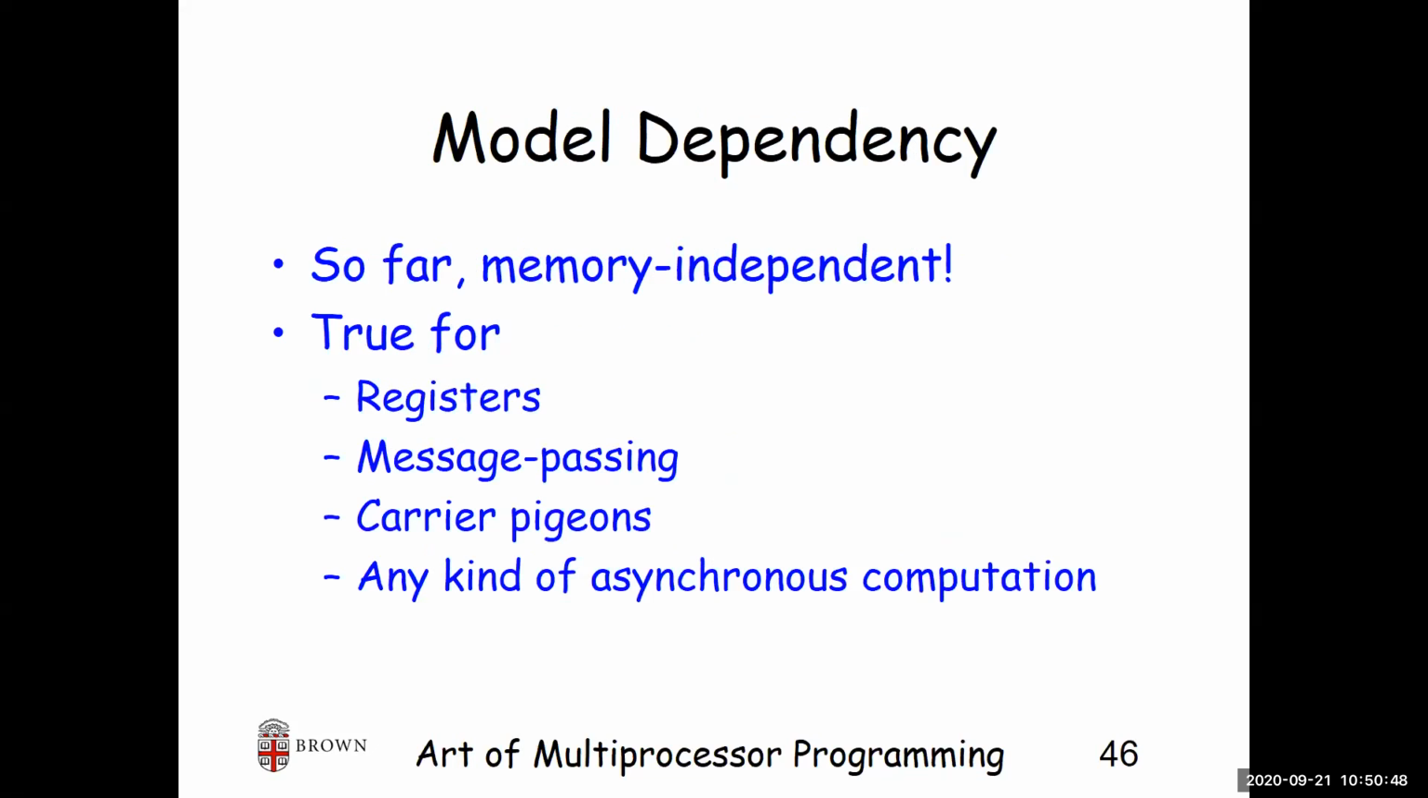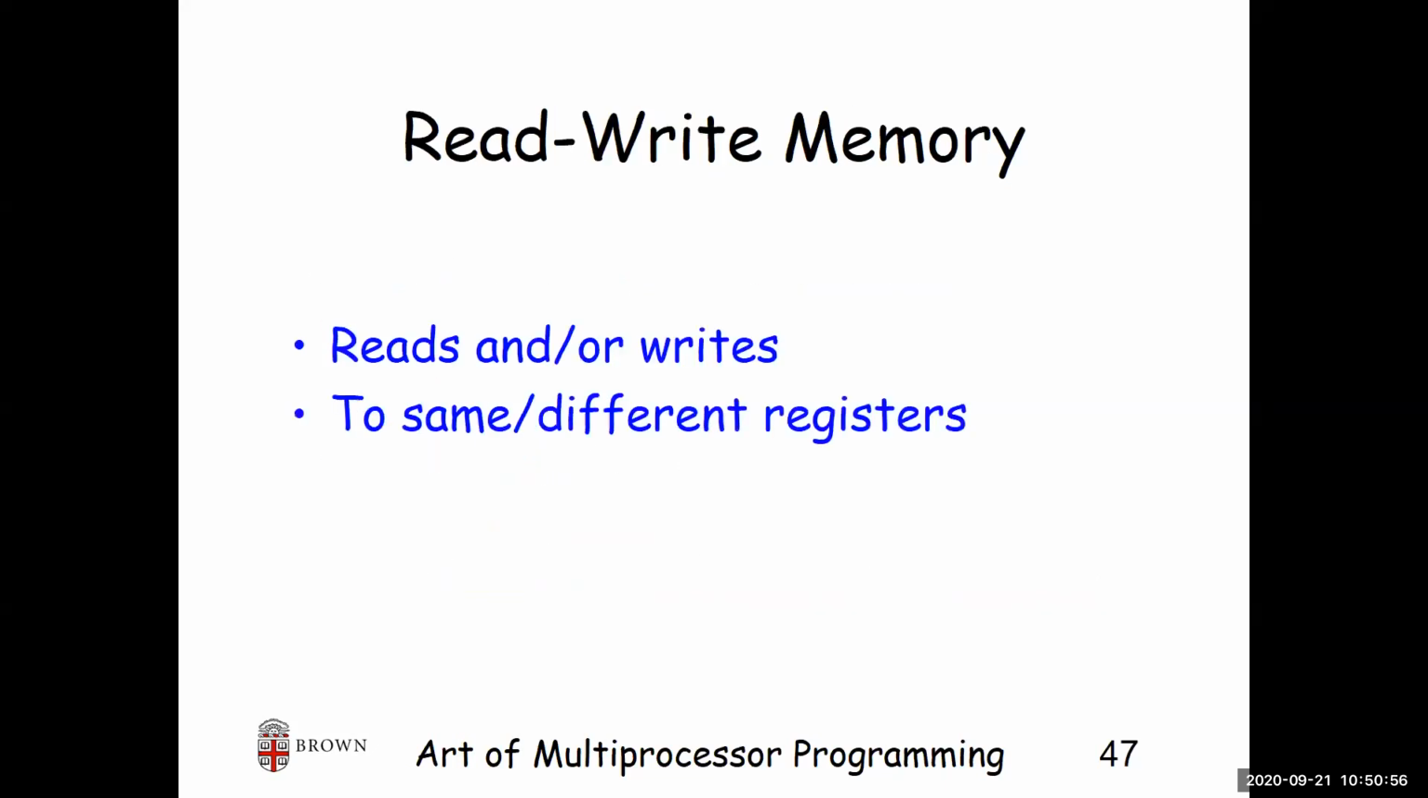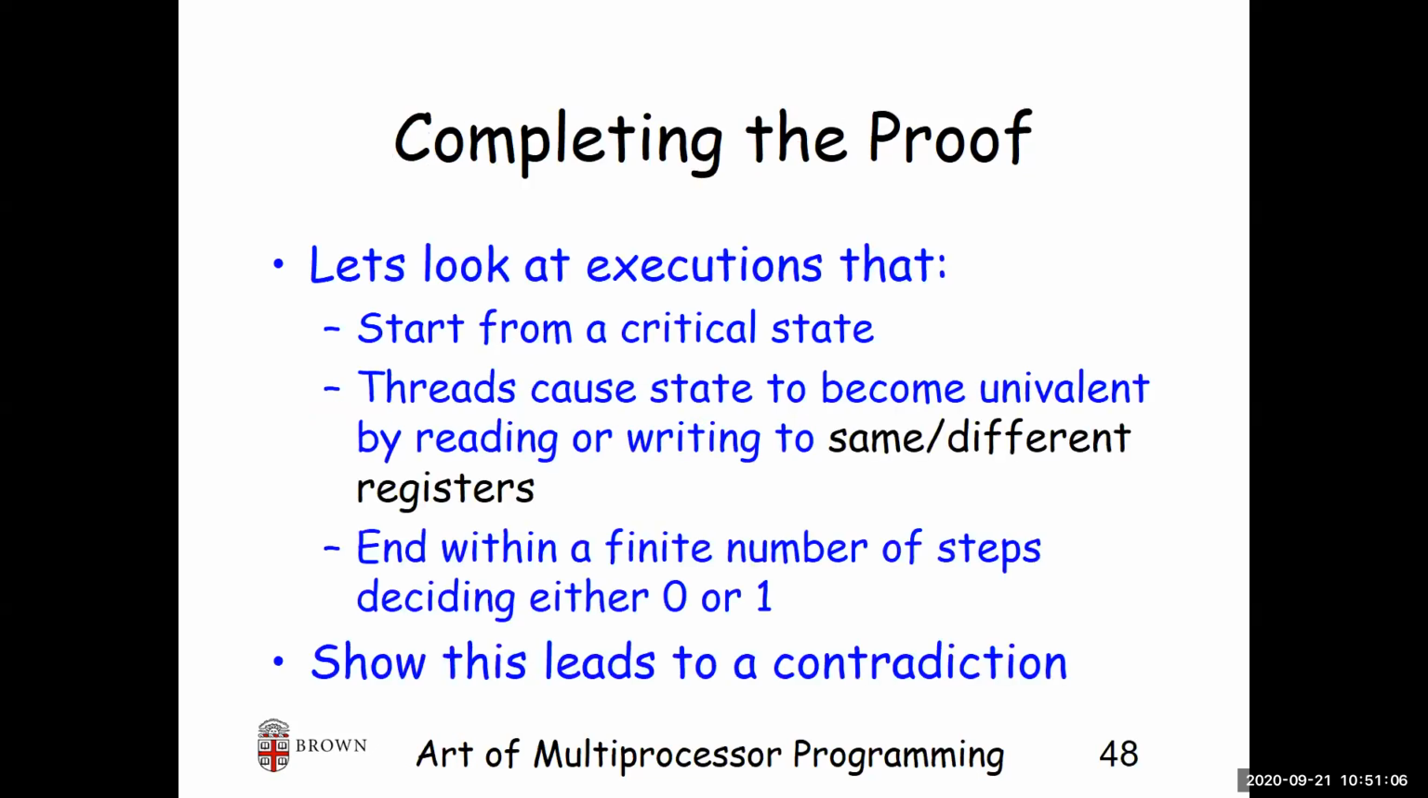So far, this is memory independent. It's true for registers and message passing and carrier pigeons and anything that just has read-write. Now we're going to talk about read-write memory, reads and writes to the same or different registers. To complete the proof, we're going to look at executions that start from a critical state, where threads cause the state to become univalent by reading or writing to the same or different registers. We're going to end, within a finite number of steps, deciding either 0 or 1, and we're going to show that this leads to a contradiction.